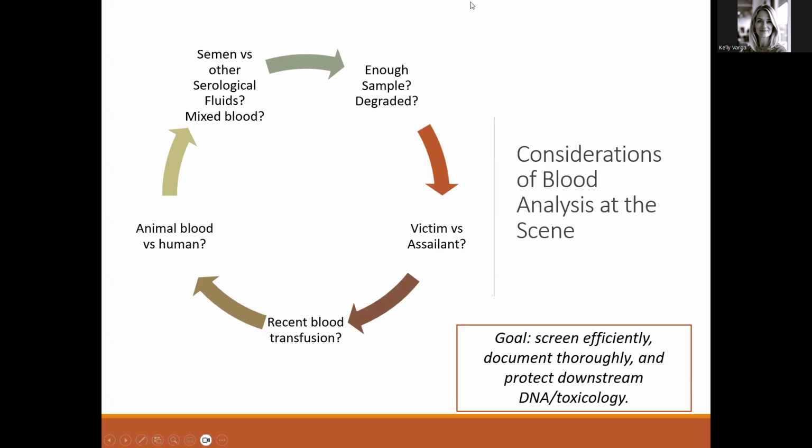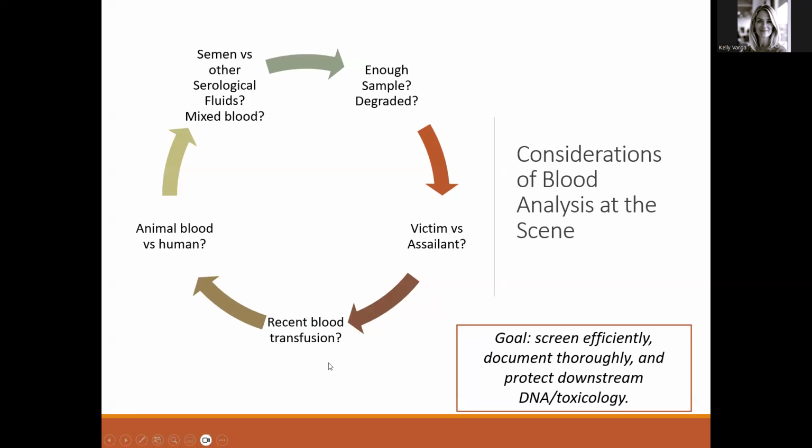We need to consider, do we have enough sample? Is there enough for us to physically collect? And is there enough available that isn't fully degraded? Blood at one point had living cells as a part of it. Now, again, our red blood cells are a little bit more of an advantage there, but still, the environment can break these things down. They have cell membranes, right? We need to know, are we looking at potentially victim or assailant? That will be considered when we continue to move through looking at the different variations of pattern analysis.